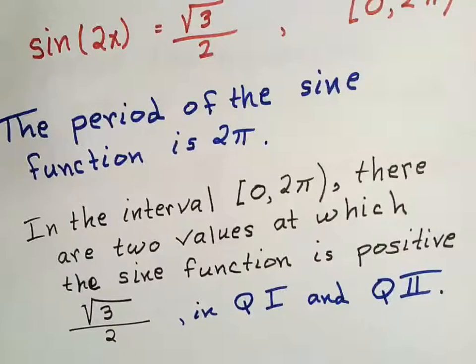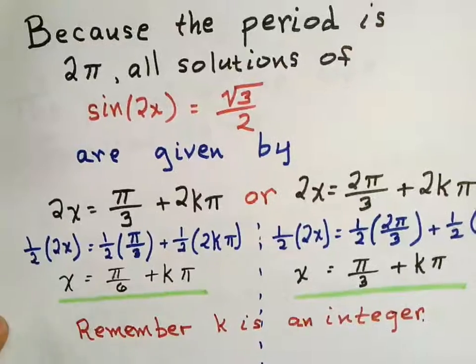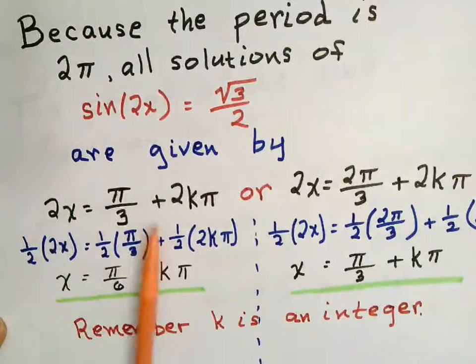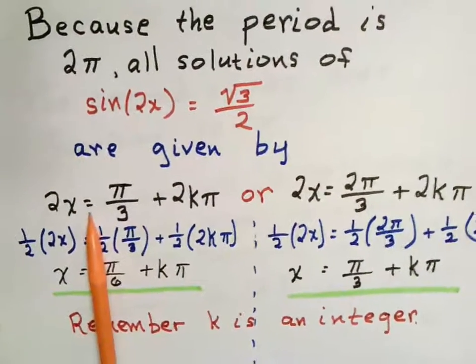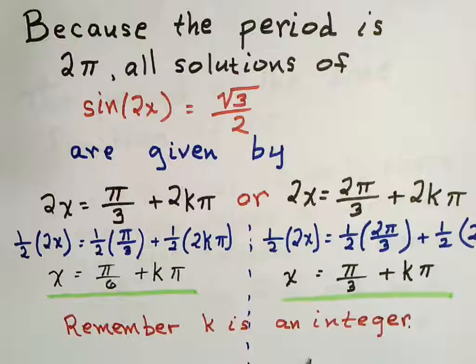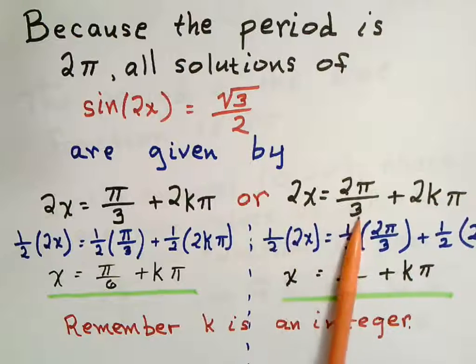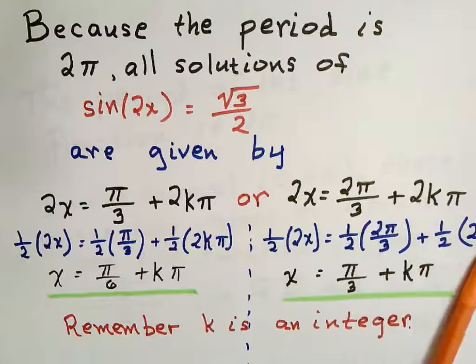Then we're going to have two equations. First of all, we're going to find all the solutions. So it's going to be 2x is equal to pi over 3 plus 2 times k times pi. Remember, k is what, an integer. No fractions, no decimals. Positive and negative whole numbers and 0 are our integers. Or it's going to be 2x is equal to 2 pi over 3 plus 2k times pi.